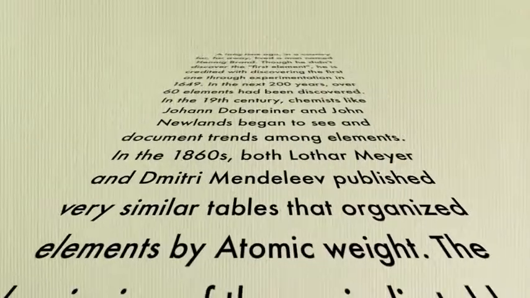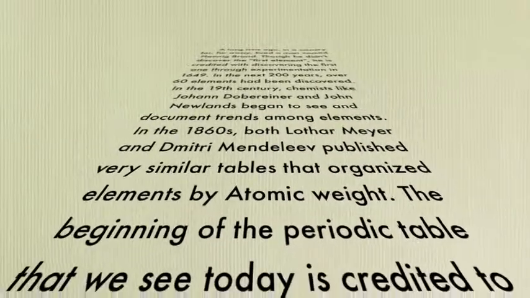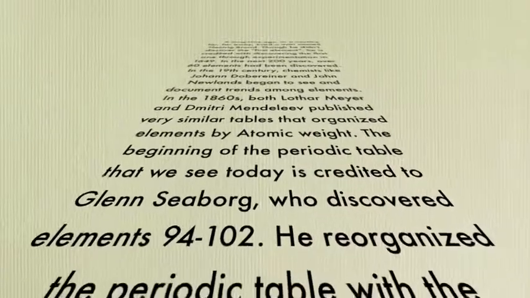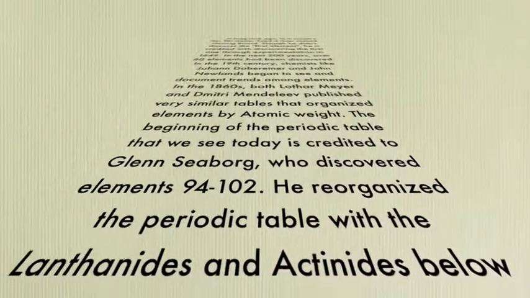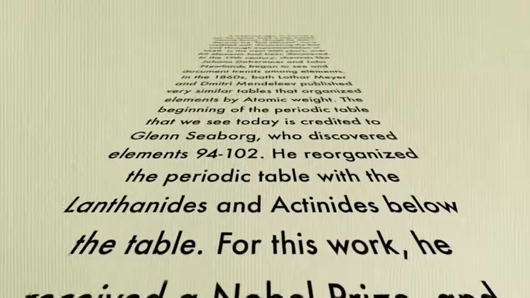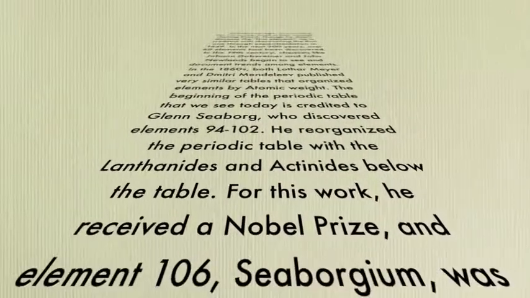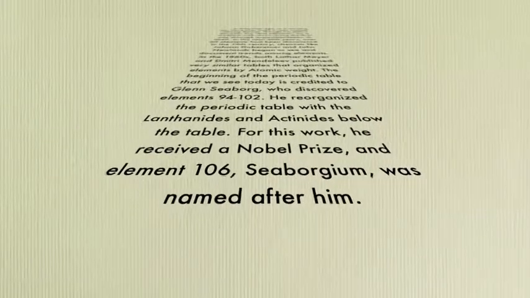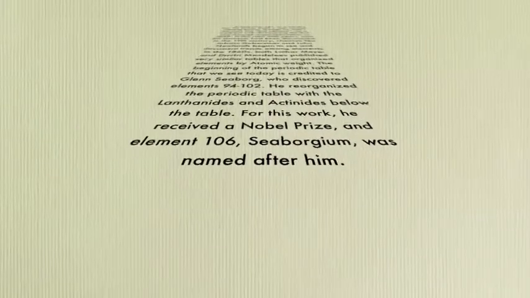In the 1860s, both Lothar Meyer and Dmitry Mendeleev published very similar tables that were organized by atomic weight. The beginning of the periodic table that we see today is credited to Glenn Seaborg, who discovered the elements 94 through 102. He reorganized the periodic table with the lanthanides and actinides below the table. For this work, he received the Nobel Prize, and element 106, Seaborgium, was named after him.